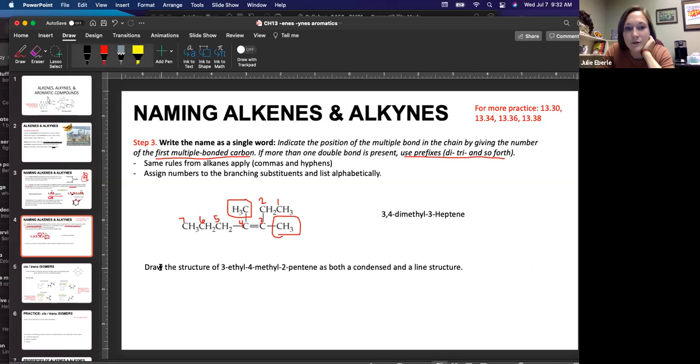Now I want you to draw the structure, if there's no questions. I want you to attempt to draw the structure of 3-ethyl, 4-methyl, 2-pentene. Draw it in the condensed form and as a line structure.